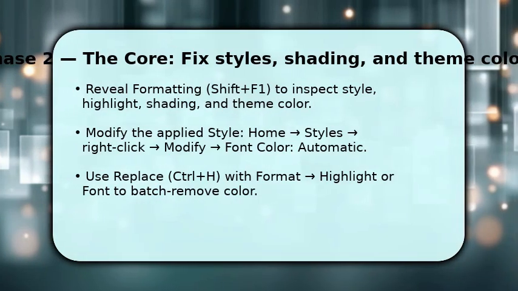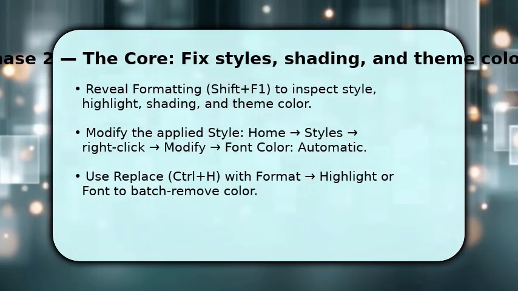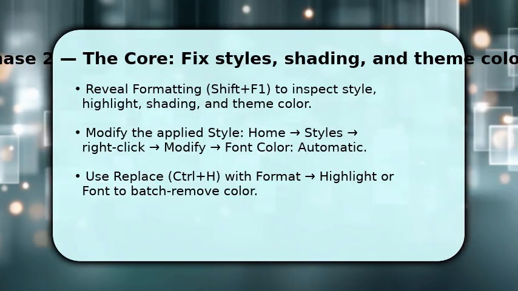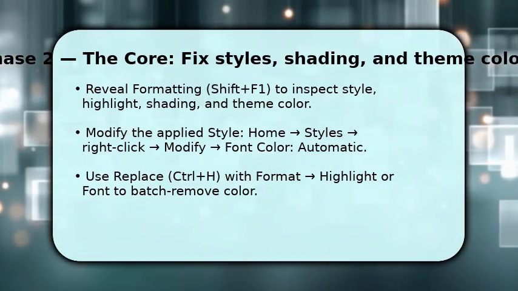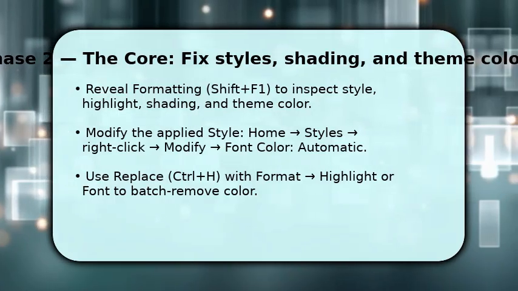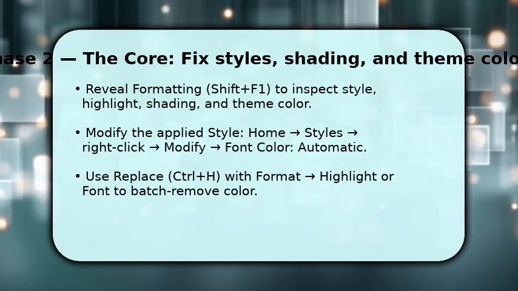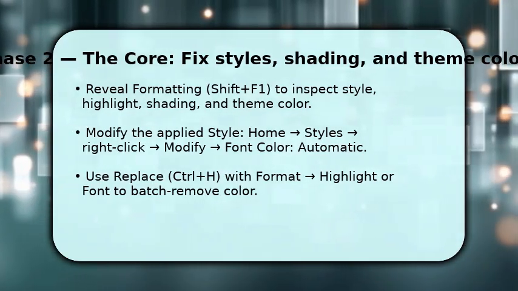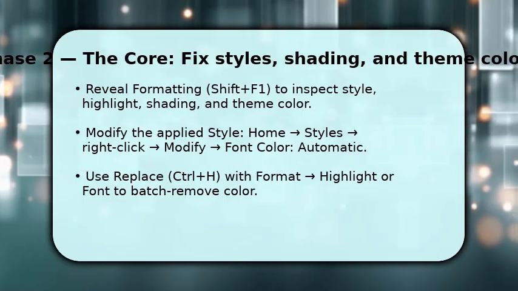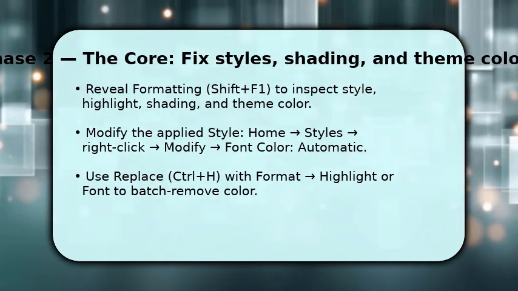Now tackle the middle complexity, styles and theme colors. Open Reveal Formatting with Shift+F1 to see if shading, theme, or a style forces yellow. If a style applies yellow, modify it. Home, Styles, right-click the style, modify, then set font color to automatic and shading to no color. This changes every paragraph using that style.